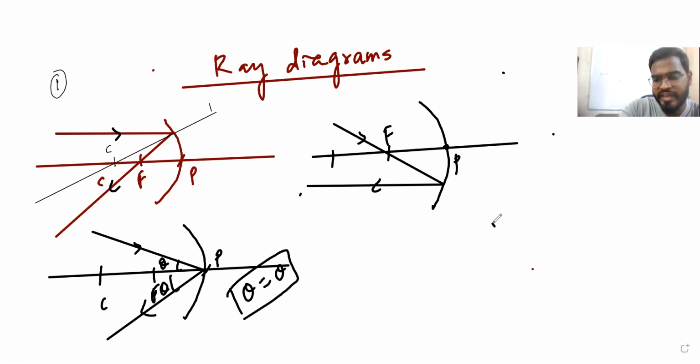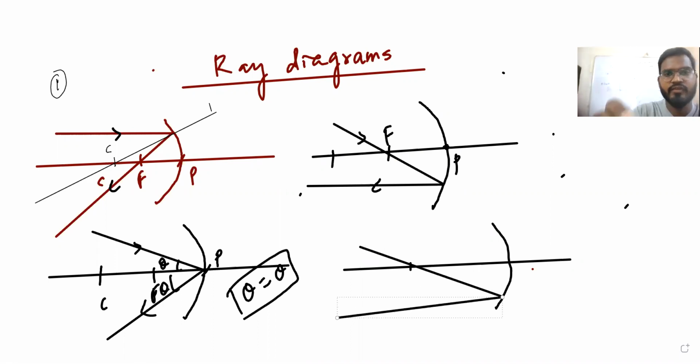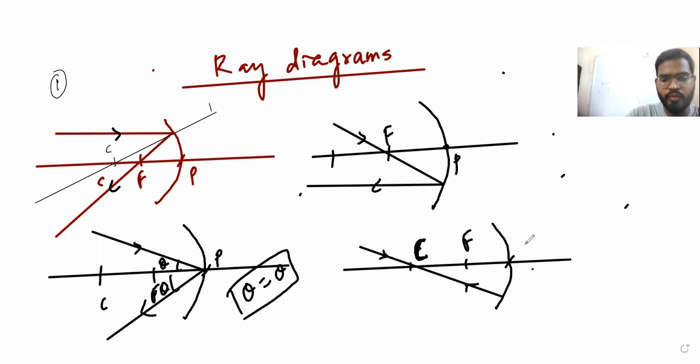Next, a ray of light passes through the center of curvature. Let's take the center of curvature here. Then what will happen? It will retrace its path. Center of curvature, focus, pole: so there are 4 points, and 4 ray diagrams you should know.